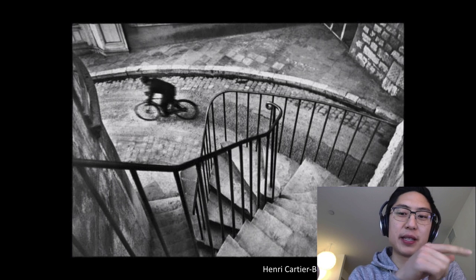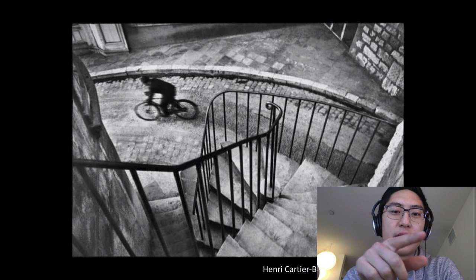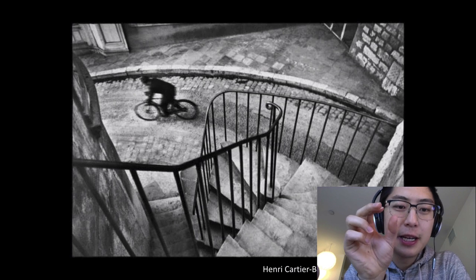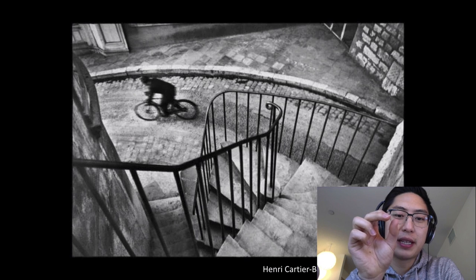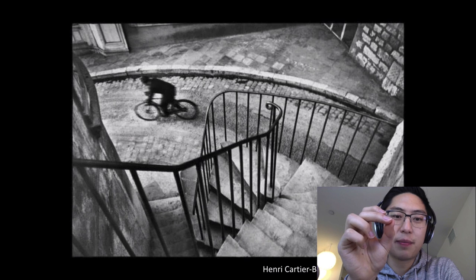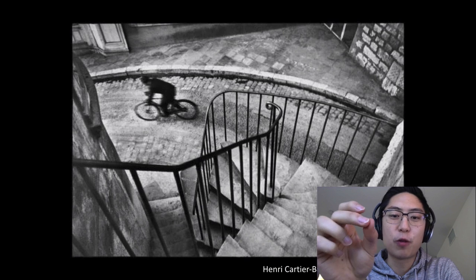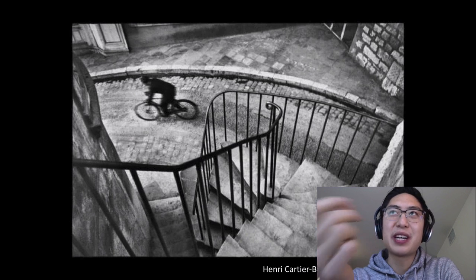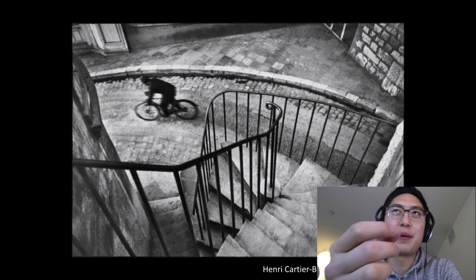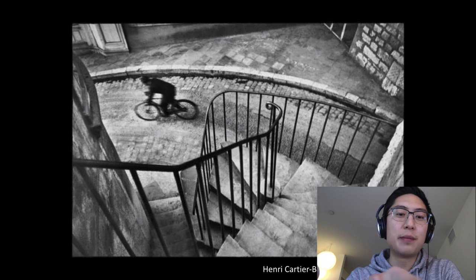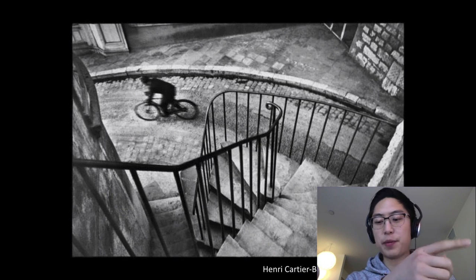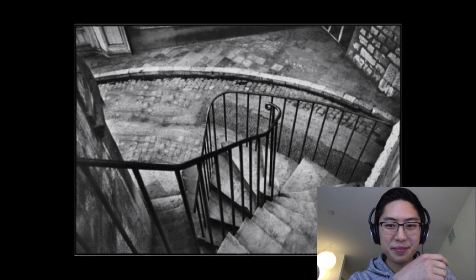You could probably see the curve in the rail, the curve in the street. And the position of the bike is perfect, because had he taken the photo half a second earlier, the silhouette of the guy on the bicycle would just be overlapped with the railing. If you shot half a second later, he'd either be totally out of the frame or a little bit of the front of his bicycle would be cut off. So the positioning, the timing is excellent.